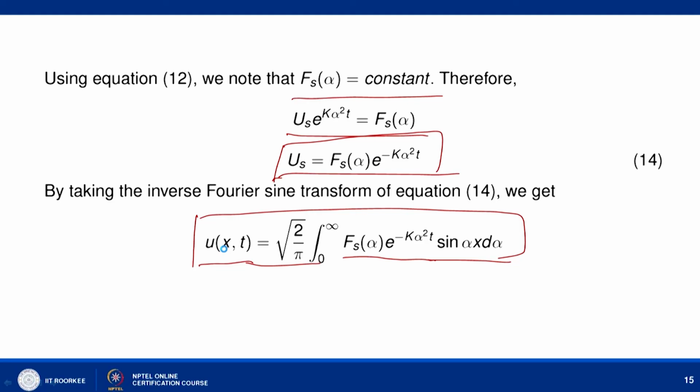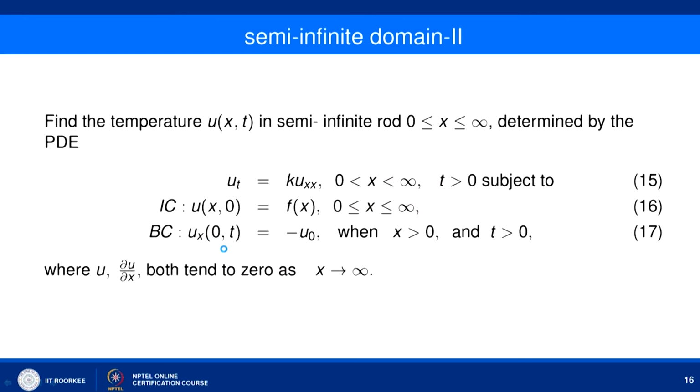So here we found the solution for the semi infinite region when the boundary condition is given in terms of u. Now consider another problem on the same semi infinite domain, but this time the boundary condition is given in terms of ux. So here the problem is what?